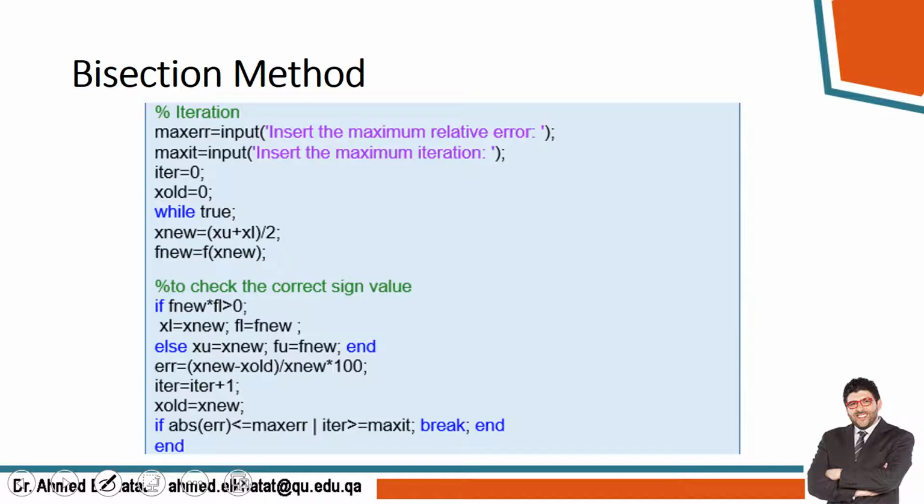Now the question assigned a maximum relative error and a maximum iteration number. So here I should identify max error. Of course you can call it anything, m1, m2, but I'm calling it max error. And max iteration. So max error is input, and max iteration will also be input. Now we identify iteration as 0 because it's a start. You don't have any iteration. Once you make an iteration, it will be 1.